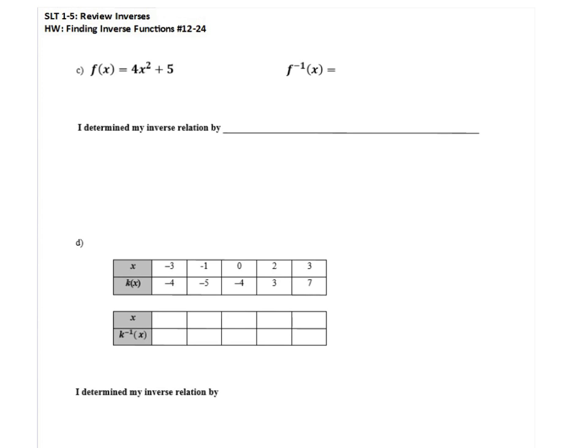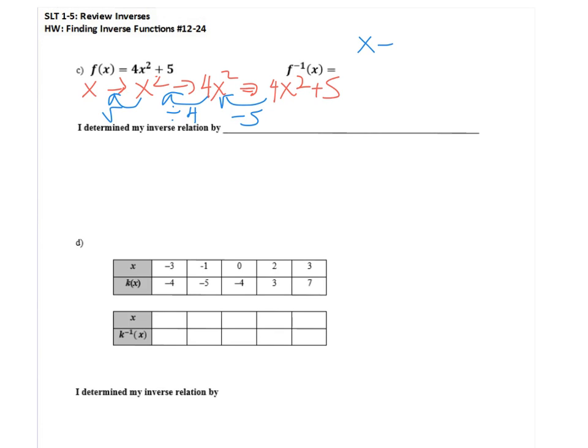Okay, so now for this, I'm going to start: we had x, we made it x squared, and then 4x squared, and then 4x squared plus 5. So going backwards, subtract 5, divide by 4, square root. So that's going to be x minus 5 divided by 4, all underneath the square root.